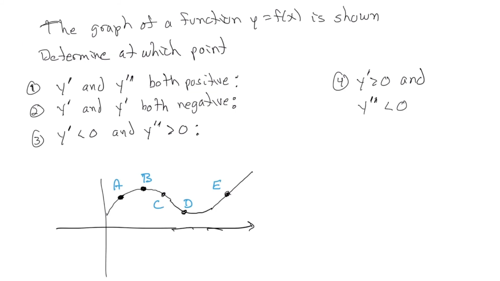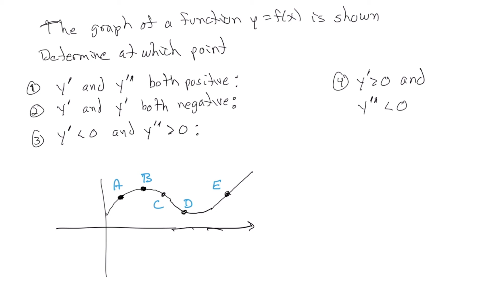In this example, let's take everything that we have learned and piece it all together in one big question here. So in this problem, we're told that we are given the graph of a function y equals f of x. We want to determine at which point each of these groups of conditions are met.